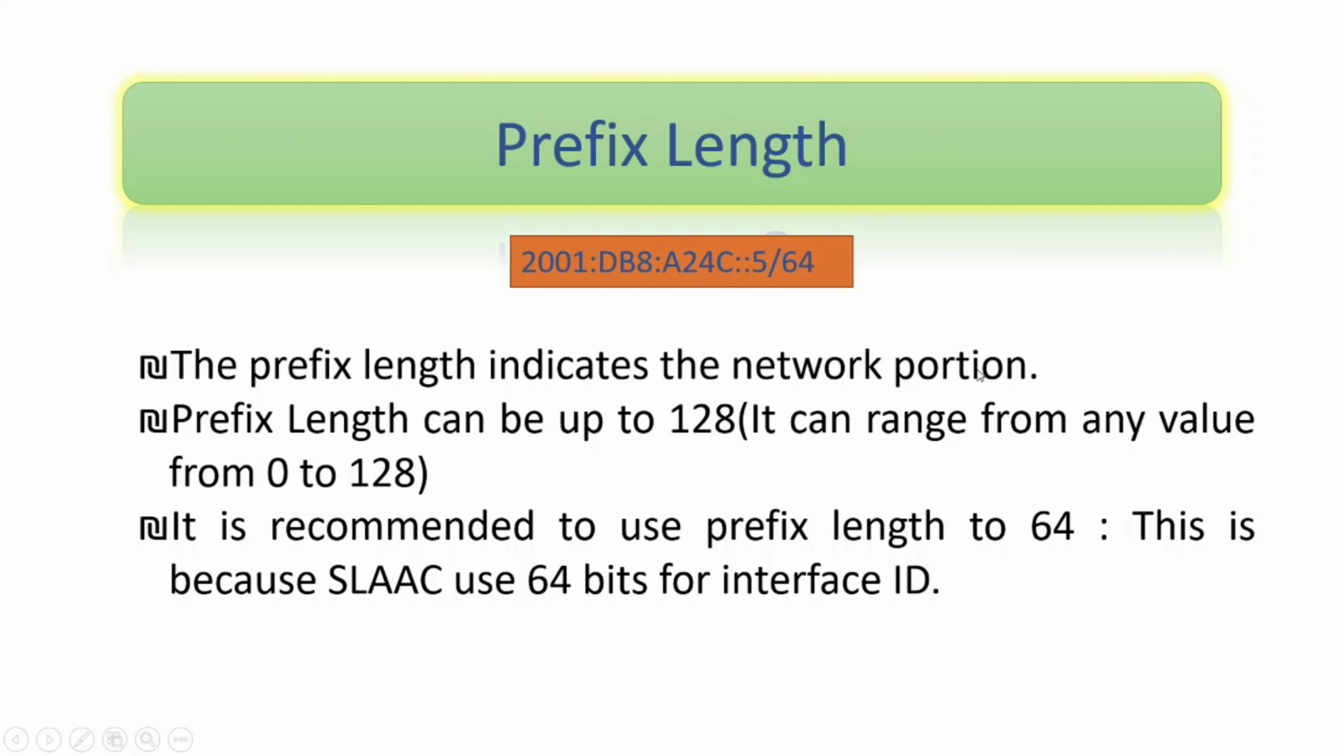Which part of your IPv6 address is the network portion? Here it can range from any value from 0 to 128. And why is it recommended to use a prefix length of 64? It is also because SLAAC, stateless address auto configuration, needs it, because SLAAC uses 64 bits for the interface ID. So that's why it is recommended to use the prefix length of 64.